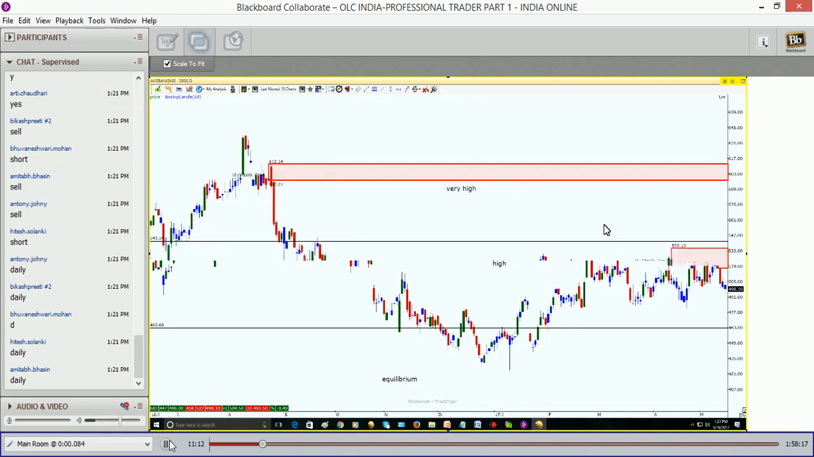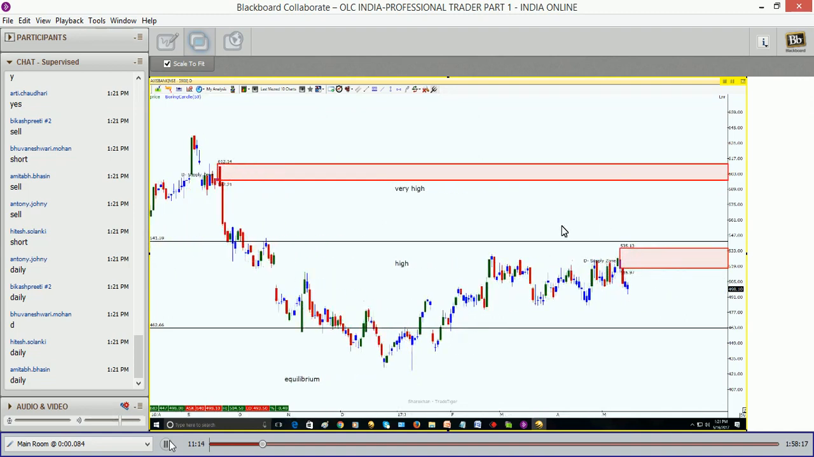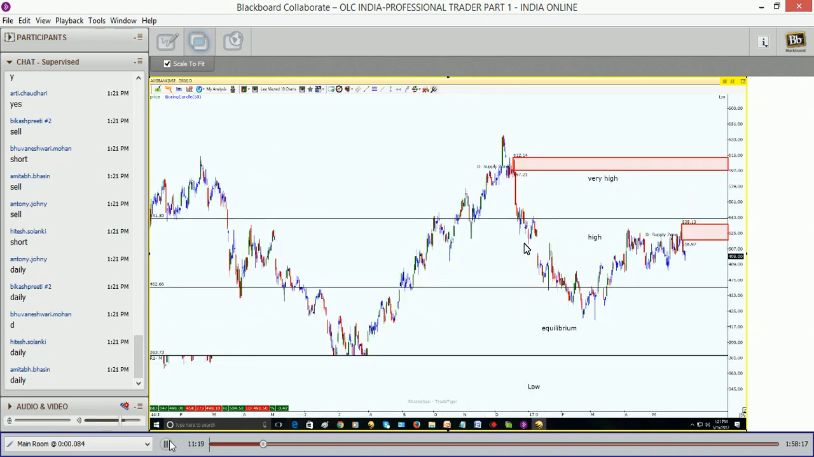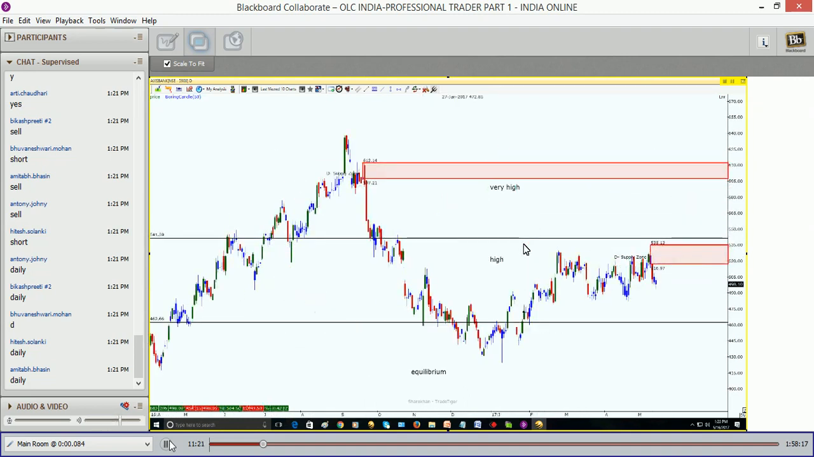I have two supply zones over here. Now you might ask me, Rahul, which is that good supply zone where we can take an entry? Where am I going to short, Rahul? This one or the above level?